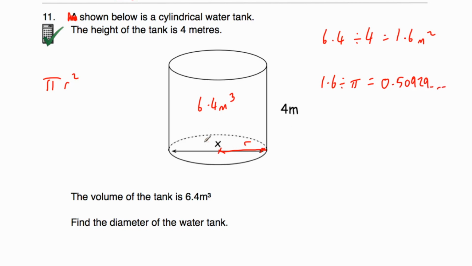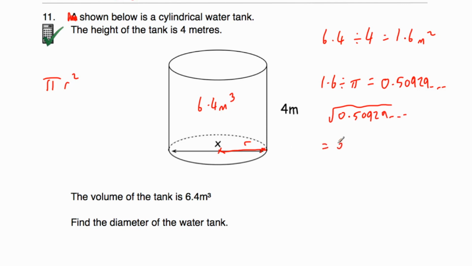So that's going to be our radius squared, because remember, to find the area of the circle, we square and then times by pi. So if we divide by pi, that's now going to be r squared. We now need to square root that. So we're going to do the square root of 0.50929 and so on. So let's find the square root of that and see what we get.